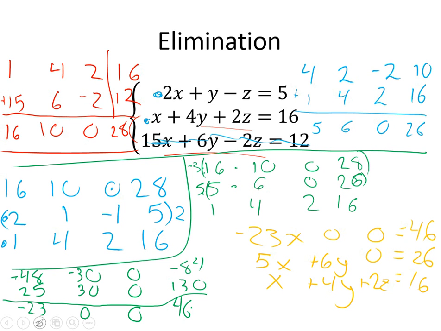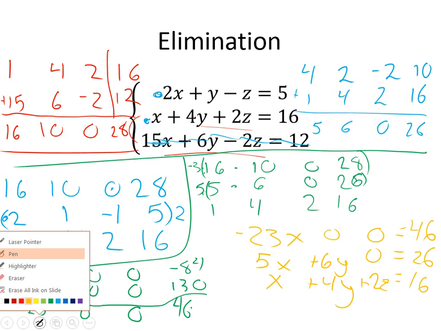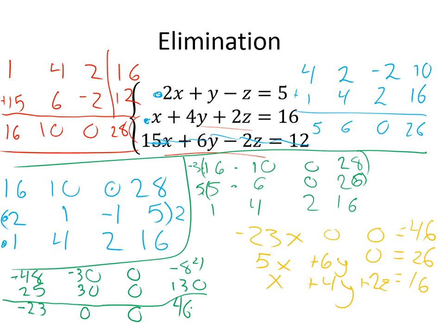X is obviously negative 2. Okay, x is negative 2, just by solving the first one. And then we plug that into this x, find y. Y is 6. And then we plug both those into the last one to find z, which comes up as negative 3. So as you see, this process takes a while.